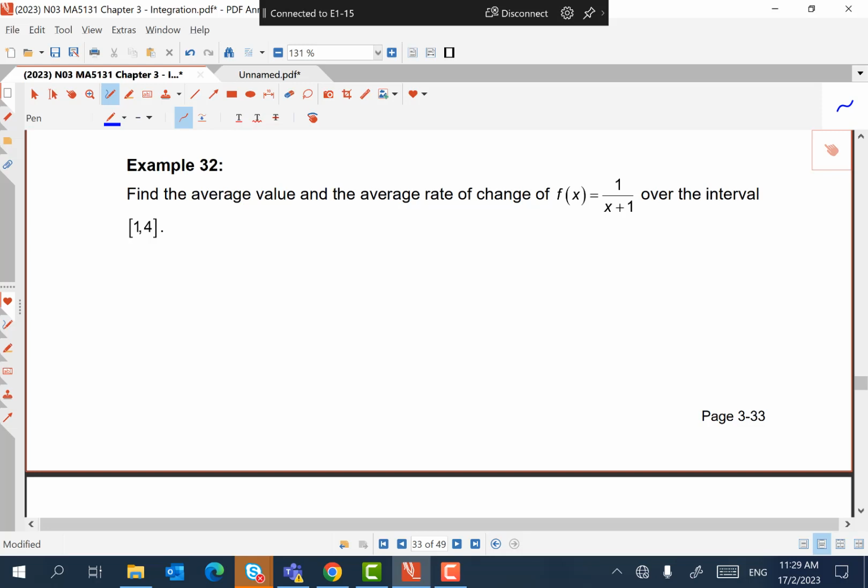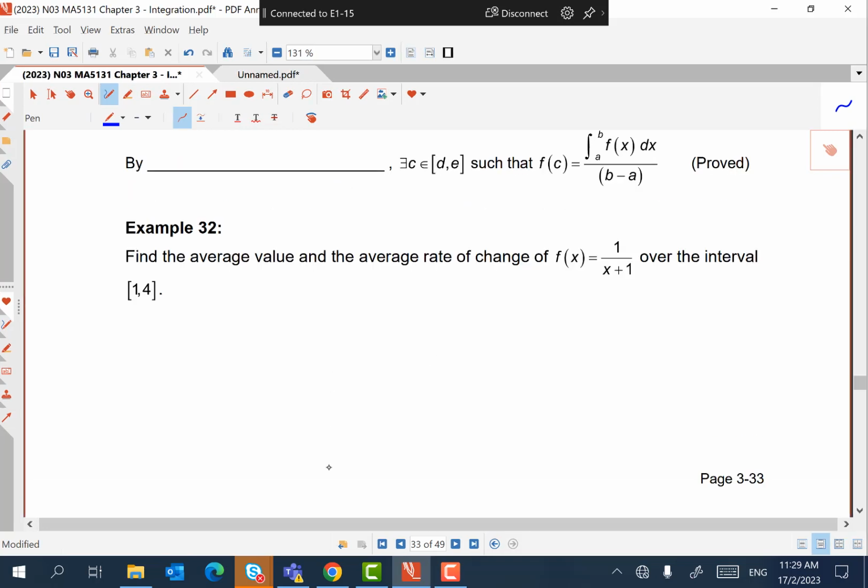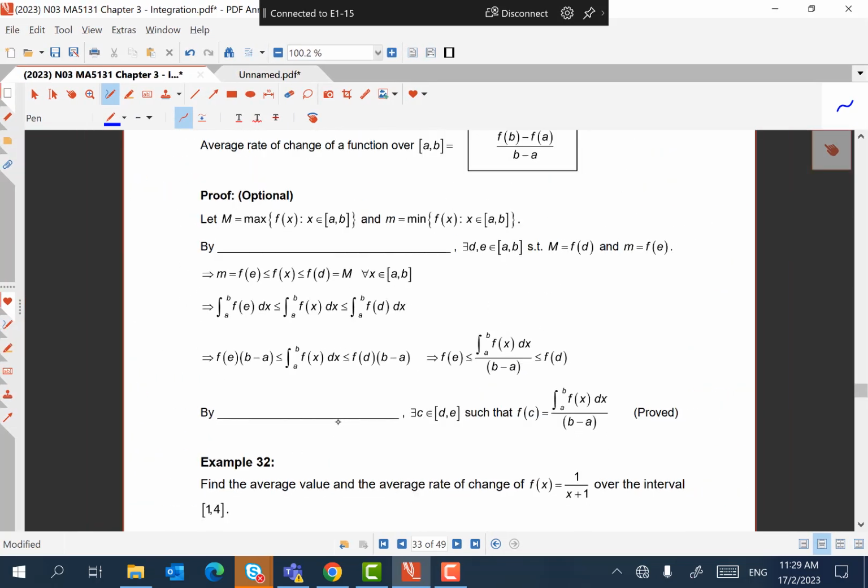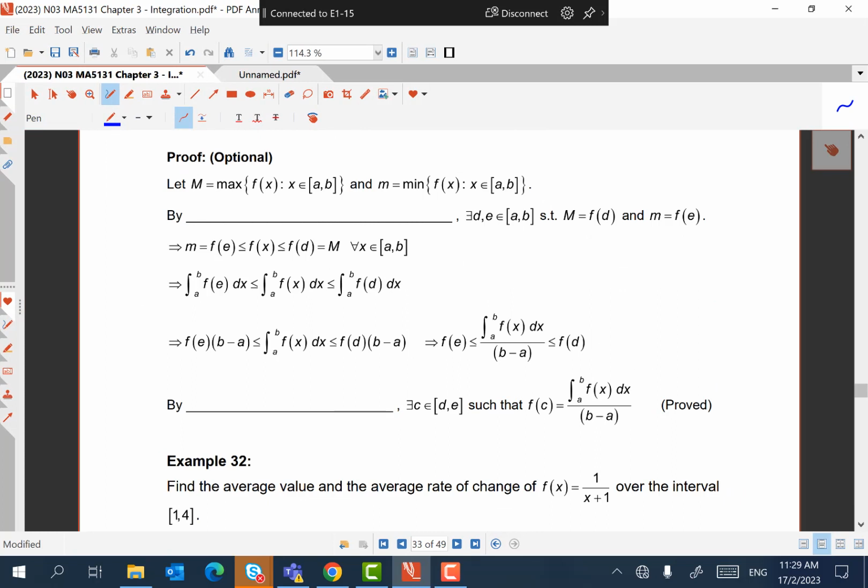What's the proof? Oh, the proof is it? This is the proof. Okay, if you really want to know it, I'll just tell you, to make it complete.